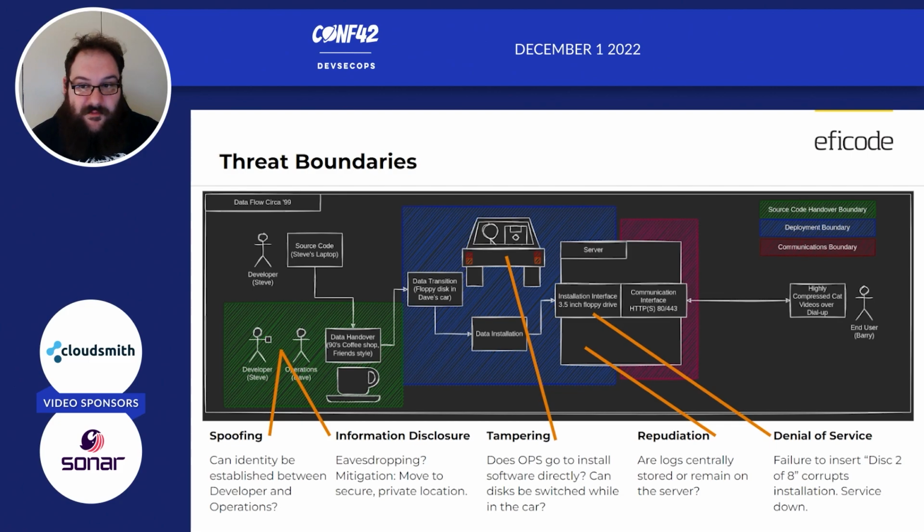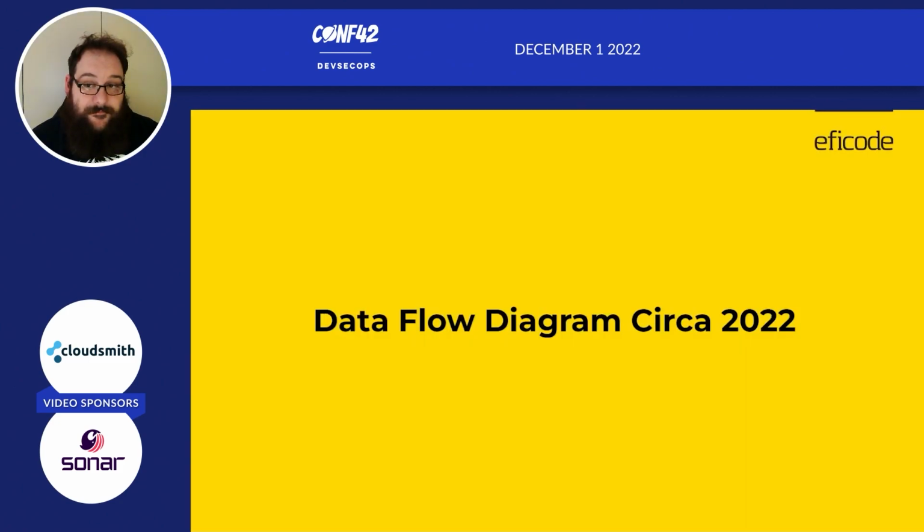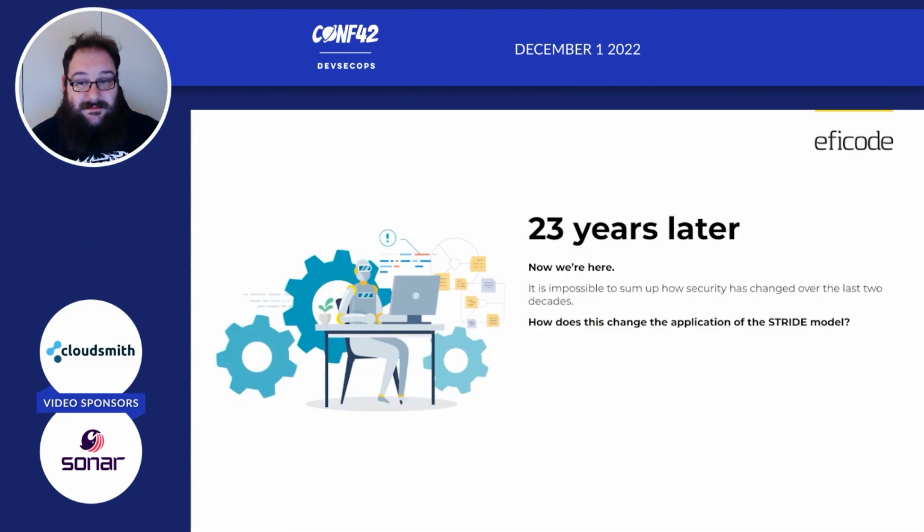I think we should hop straight to modern times. So we have a data flow diagram in 2020 now. 23 years later, here we are. It's kind of impossible to sum up how much security has changed over the last 2 decades. I defy anyone to fit that amount of changes into a 25-minute talk. So if we say what has changed, I think we can just say everything.